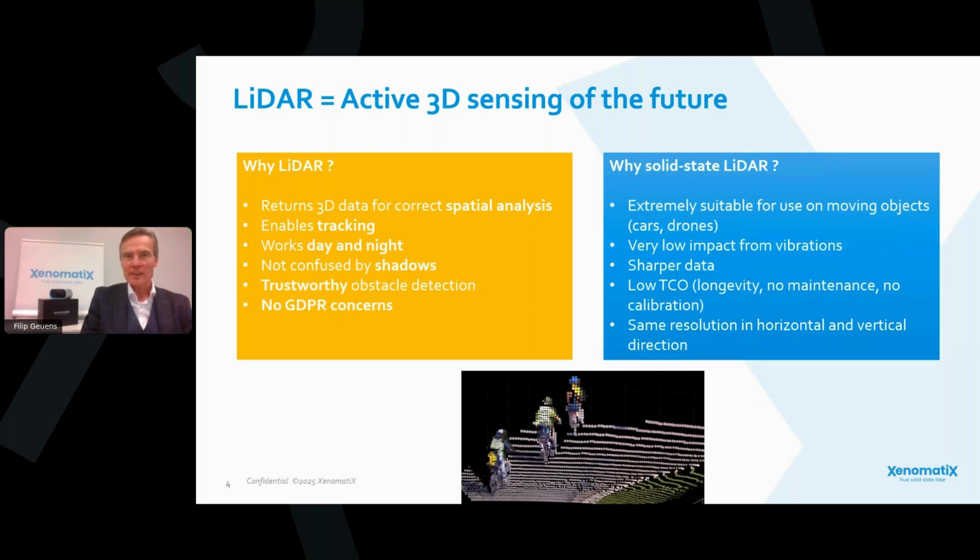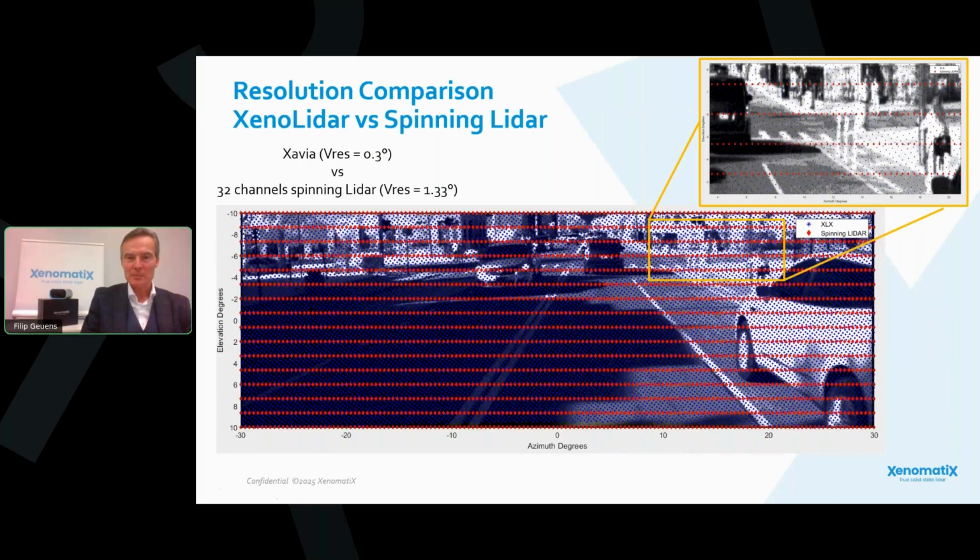Also, stitching all the data to express it in the same coordinate system is much easier than for LiDARs that are measuring point by point. And all of this results in very clean and sharp point clouds Xavia is providing. Thanks to the way this LiDAR is constructed, she also has a longer lifetime and does not require complex maintenance. And the solid-state LiDAR we're discussing today offers the same resolution in the horizontal and the vertical direction, which I will be explaining in the next slide.